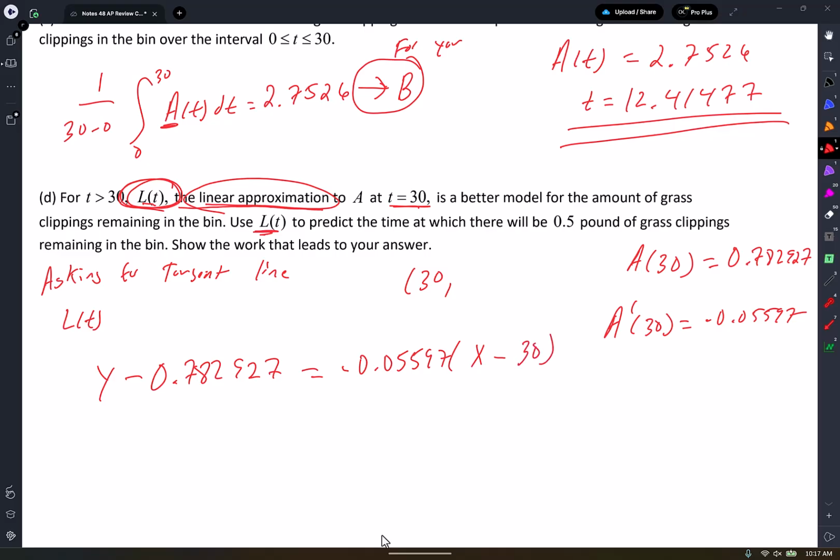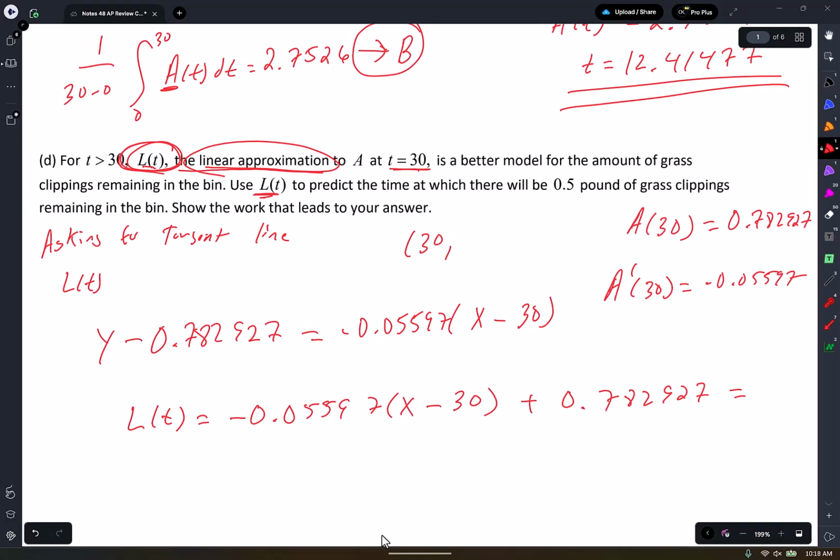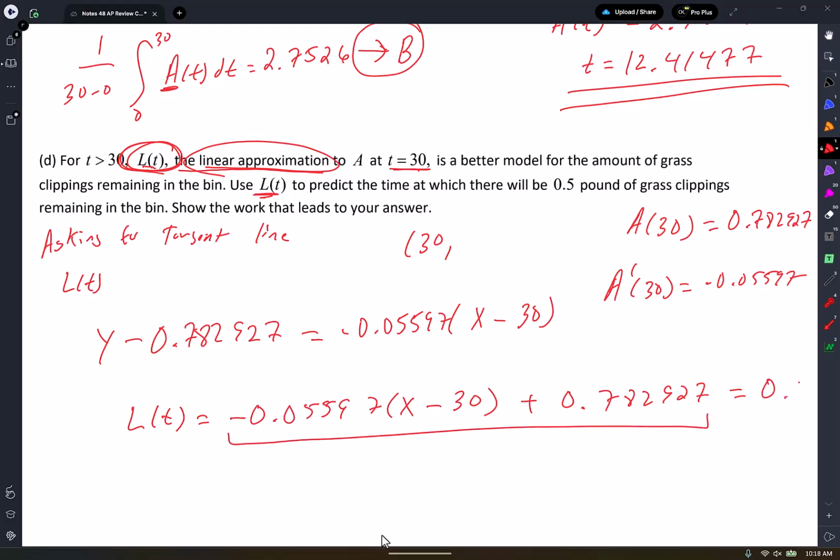All right, here we go. I'm going to write, use L to predict the time there will be 0.5 pounds of grass clippings. So I'm going to write it like this. L of t equals negative 0.05597 parenthesis, and I guess that's a t, but if you squint, that x looks like a t. X minus 30 plus 0.782927, and I'm going to equal that sucker, and I'll slow down. I'm going to equal this to 0.5. And I know that you better get a number bigger than 30 because it says for t greater than 30.